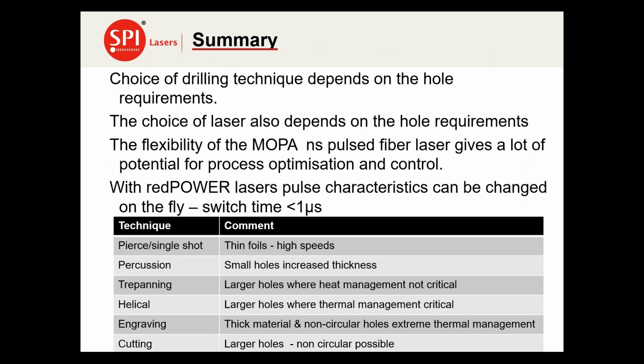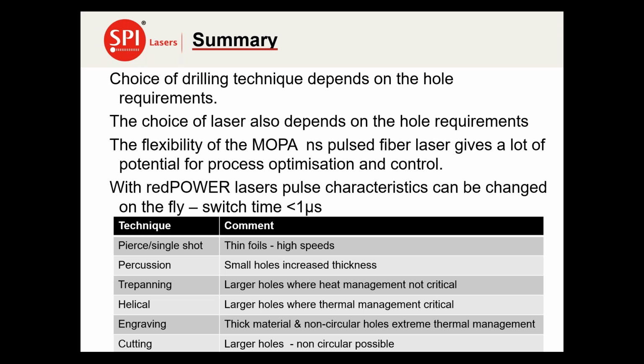The choice of laser depends on the hole requirement. But the flexibility of the MOPA nanosecond fiber laser gives a lot of potential for process optimization and control. And the red power enables the pulse characteristics to be changed, with a switching time of 1 microsecond. So if you're operating the laser at 100 kilohertz, you could have theoretically every pulse duration and pulse condition different.